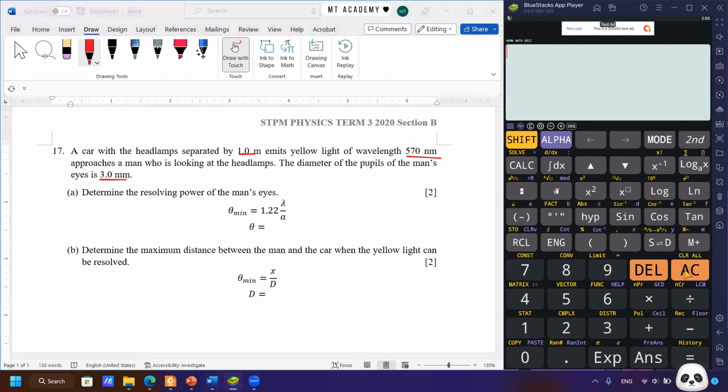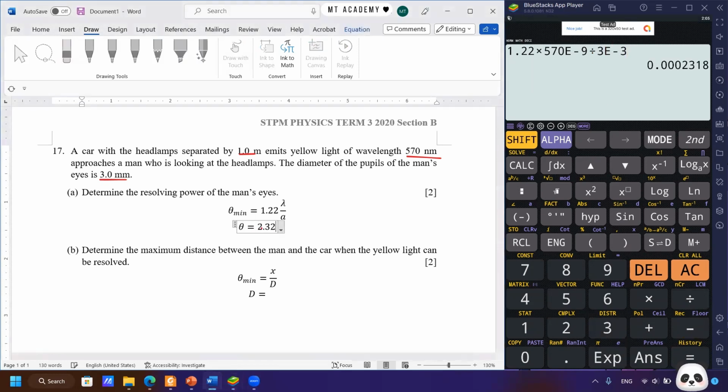So what we need to do is just key in the values: the resolving power theta is equal to 1.22 multiplied by the wavelength, 570 nanometer, divided by the size of the slit or aperture, which is 3 millimeter. In the end, you should get the answer of 2.32 times 10 to the power of -4 radian.